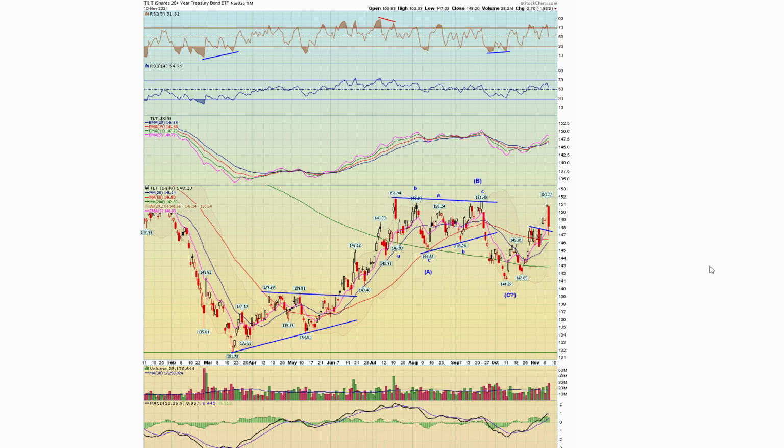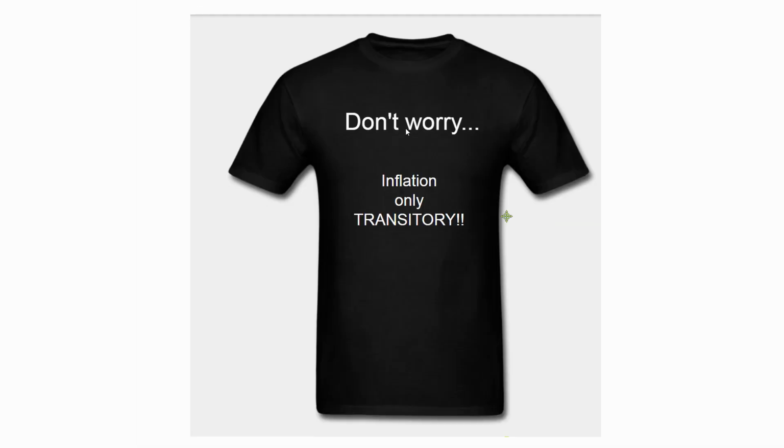As you know, on Wednesday there was data. Can't talk this morning. There were headlines everywhere about rampant inflation. So I went ahead and ordered my T-shirt: inflation is only transitory, right?